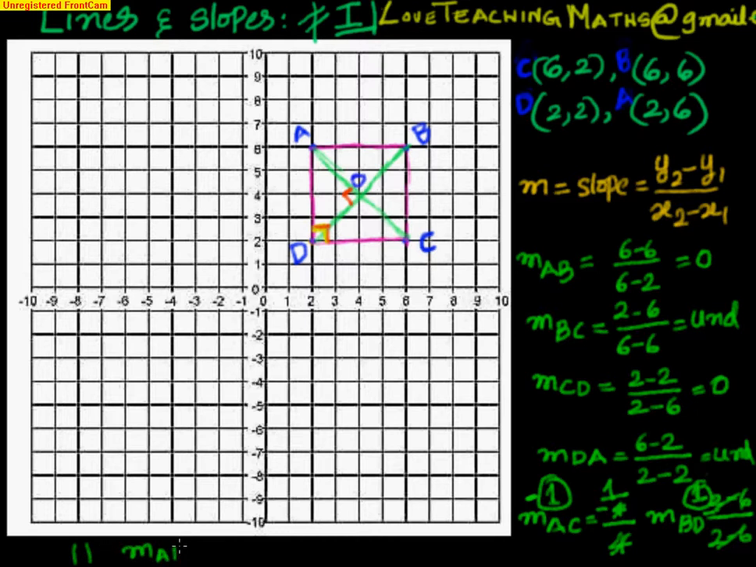m_AB is equal to m_CD, that's parallel lines, or slopes are equal. And in case of perpendicular lines, that is m_AC into m_BD, that means both the perpendicular line slopes multiply to -1. These are the two relationships we are able to identify with the help of this diagram.